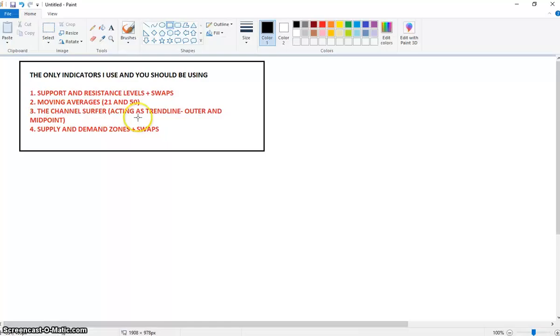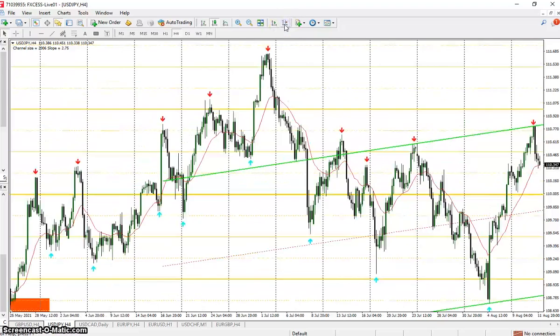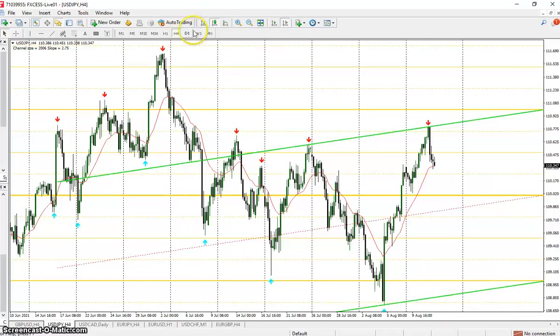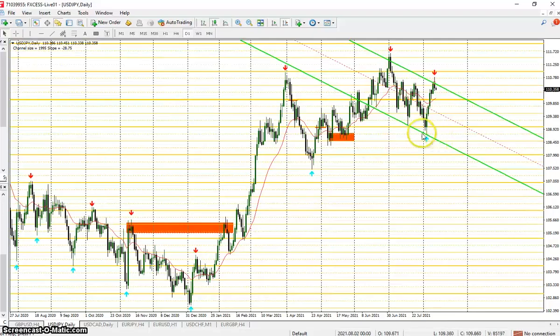Now the next one is the channel surfer acting as a trend line. So the outer and the midpoint are very important. I like the channel surfer so much for extra confluence. If you want, I can send it across to you. The channel surfer is good.